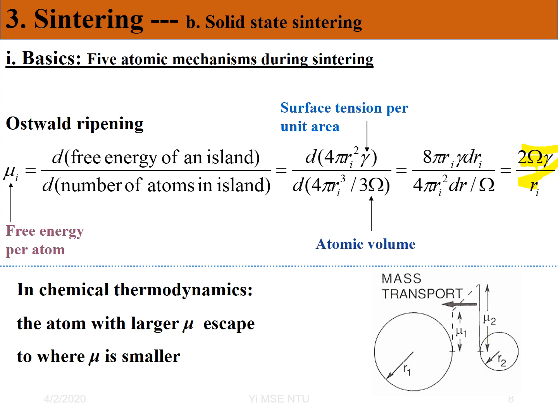Okay, so in thermodynamics, we must know that the atom with larger mu is going to escape to where the mu is smaller. So that is this case, right? The smaller one is going to have higher free energy, so it's going to move towards the big ones to merge into even bigger ones. Okay, so this is Ostwald ripening.